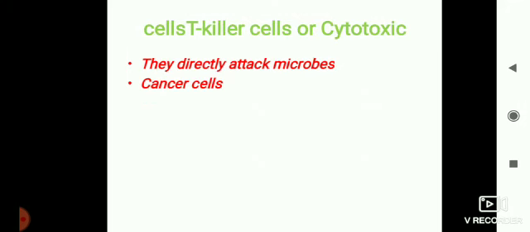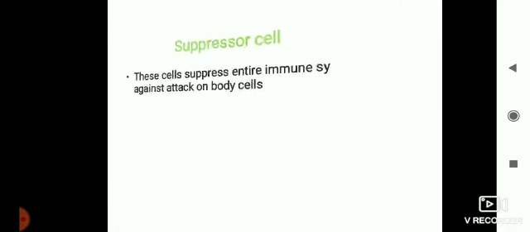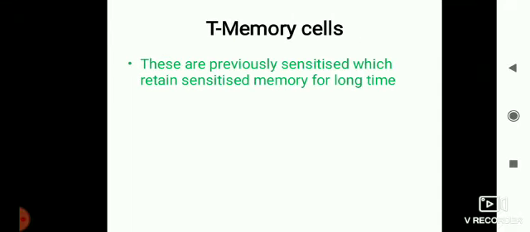T killer cells directly attack microorganisms and cancer cells, they kill them. They directly attack microbes, they kill cancer cells, and they form holes in infected cells to kill them. Suppressor cells suppress the entire immune system and act against our own body cells. T memory cells are previously sensitized, and they retain sensitized memory for a long time. So there are four types of T lymphocytes: T killer cell, T helper cell, T memory cell and T suppressor cell.